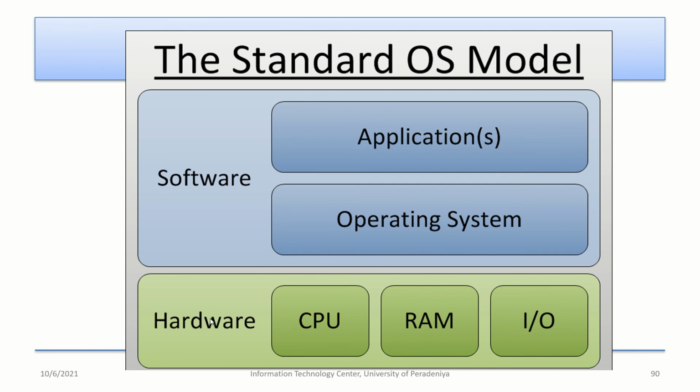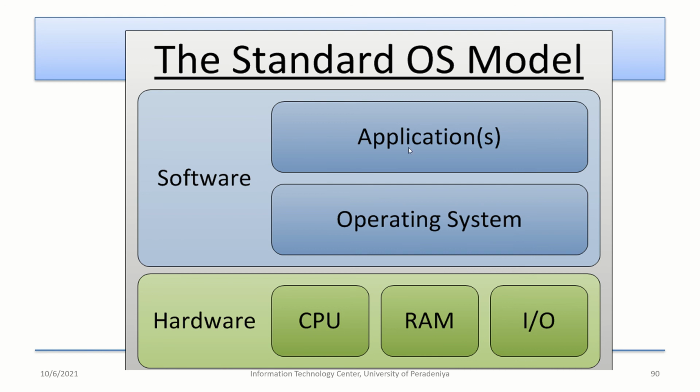So at the bottom layer, we have the hardware, that is central processing unit, main memory RAM, and input-output devices. On top of the hardware, we have software. On top of the hardware, we have an operating system, and on top of the operating system, we have application software. That is, the operating system is installed in the hardware's main secondary storage, right? So the operating system and even the application software are stored in the secondary storage.